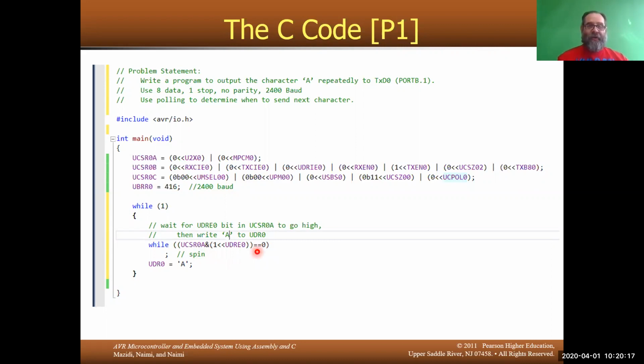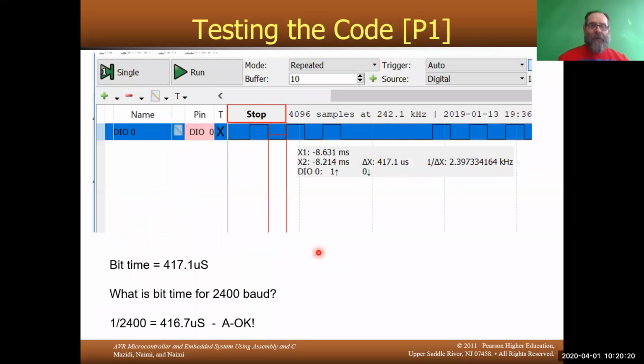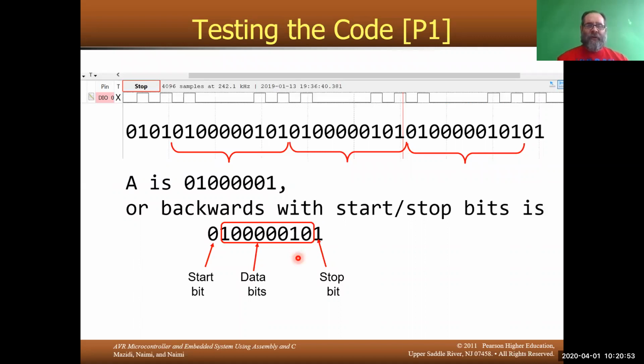All right, if we go ahead a little bit, I put the analog discovery on here, looked at the bit times, and came up with 417.1 microseconds. 1 over 2400 is 416.7 microseconds. That's, I think, within our margin of error. So the bit time looks good. And then I looked at the data stream. Again, we'll look at these slides more next time, but just to get to where we are.